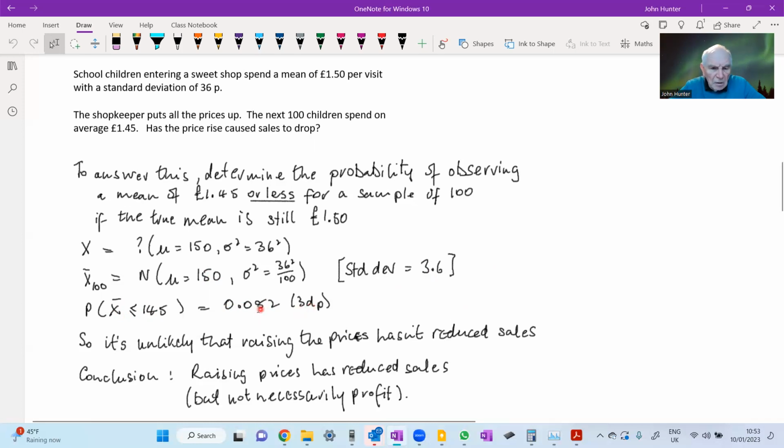So is that small, or is that, you know, just random variation? I mean, it's not particularly small, is it? It's 8%. But we may decide that's small enough for us to conclude that the price rise has caused sales to drop. In fact, the conclusion I've put here is that it's unlikely that raising the prices hasn't reduced sales. So yeah, it does seem to be quite an extreme change. Okay, conclusion: raising prices has reduced sales, but not necessarily profit, of course.